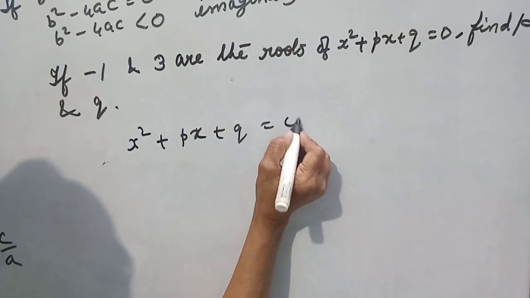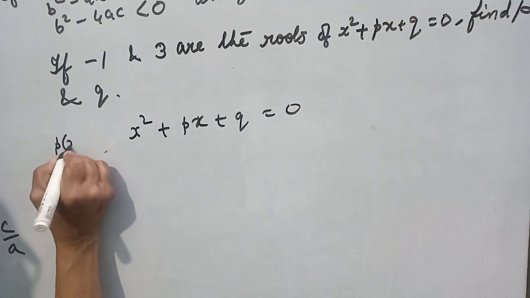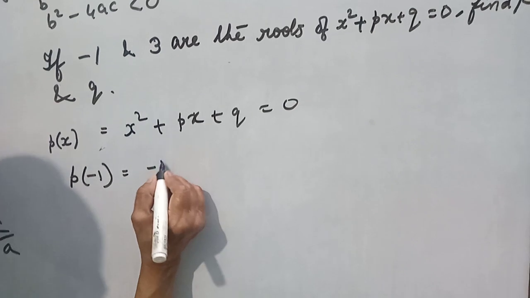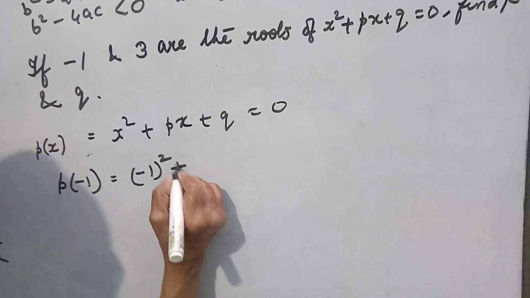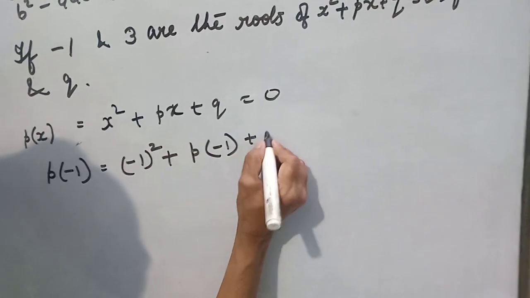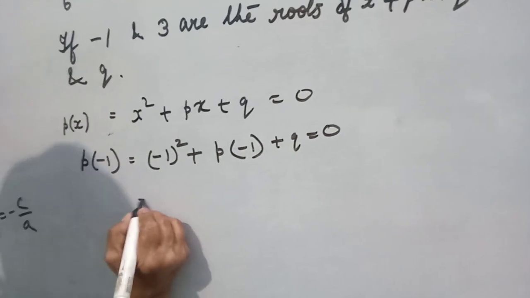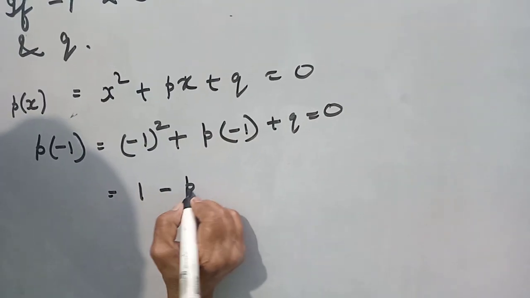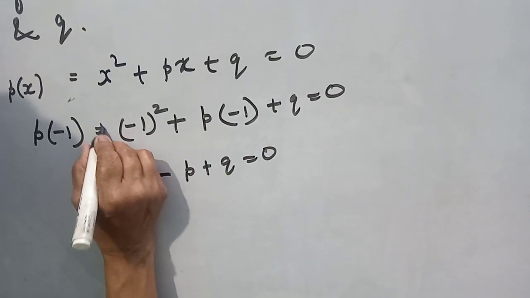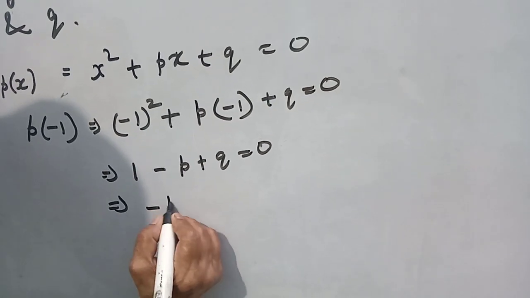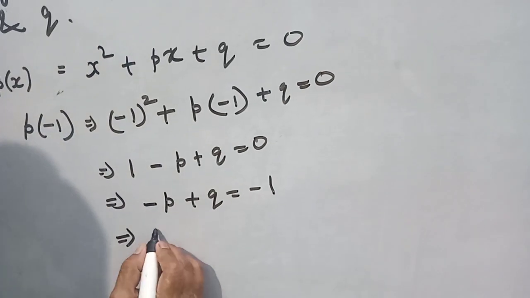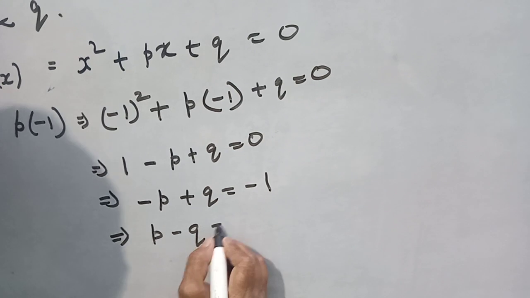Now put x equal to minus 1, minus 1 whole square. Very simple. This is plus p is there and this is minus 1 multiplied by, plus q is equal to 0. So I can write this as 1 minus p plus q equal to 0, which implies minus p plus q is equal to minus 1, or I can write this as p minus q is equal to 1.